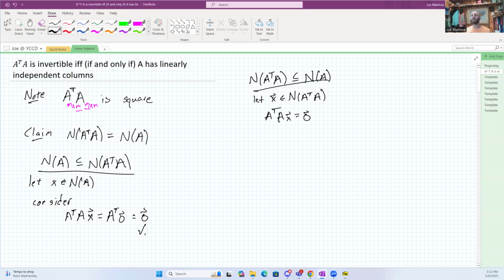All right, next thing I'm going to do is take this and dot product this whole thing with X. So I'm going to do X dot producted with A transpose AX. This is going to be X dot producted with the zero vector. That's going to give me 0. Now, this doesn't feel like it got me anything, and it kind of didn't.